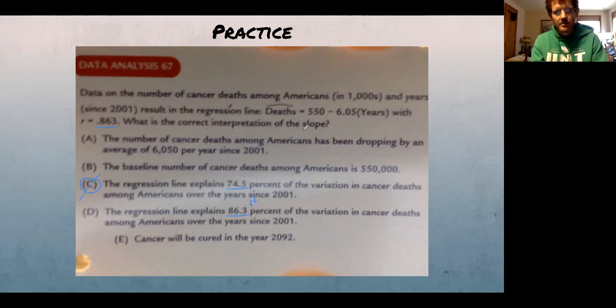They're asking about slope, so the correct answer is A. The number of cancer deaths among Americans has been dropping by an average of 6,050 per year since 2001. So you can see they're talking about the rate that it's dropping, and that's in thousands. Negative means it is dropping, and every year. And they said, of course, per year right here. Now, keep in mind, it's since 2001. That's what's mentioned right there. Okay. So there you go.